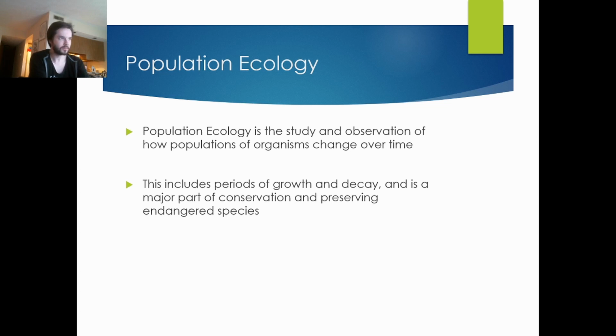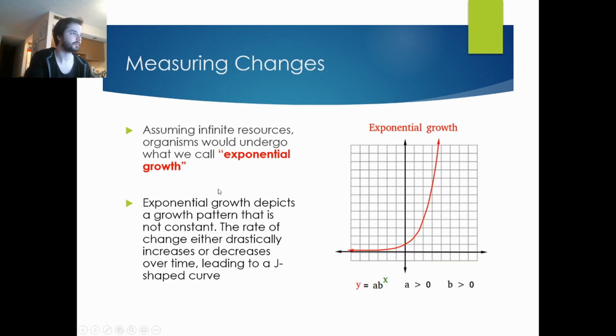So, population ecology. Population ecology is exactly what it sounds like. It is the study of how populations change over time in ecosystems. So how they grow, how they decay, if certain organisms are at critical levels where they could be endangered, if there are organisms that are overpopulating the area, like what we talked about with invasive species, and so on and so forth. So it's basically what we've been talking about, but now we're going to get into more of the numbers.